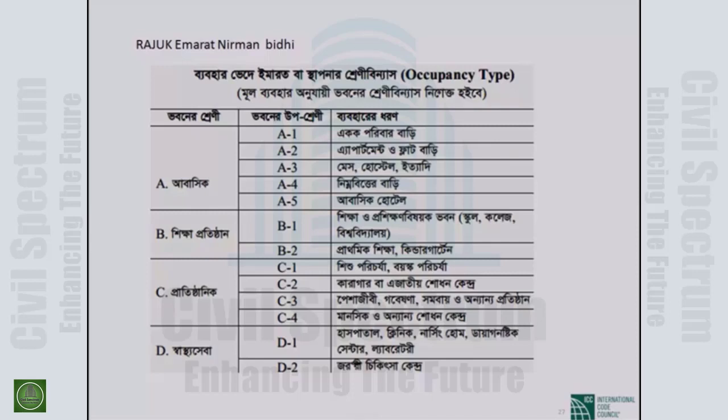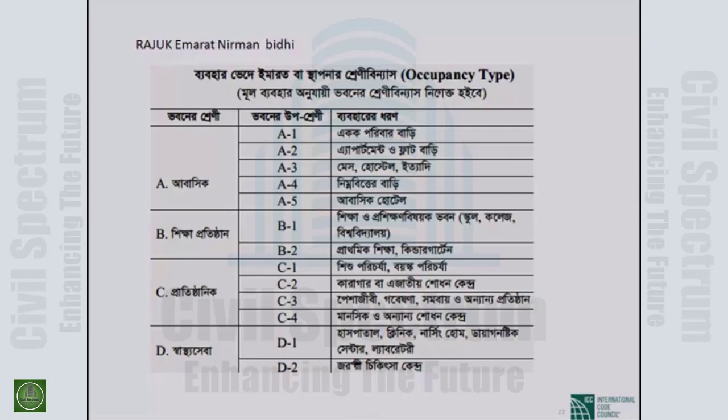So you may understand that in a hospital, we always know there is some emergency center. Without emergency, no hospital can work. So what is the difference between this hospital and the D2, the emergency medical facility? Is it the same or different? It's a very difficult question. Nothing is elaborated in this RAJUK Bidhimala, but in BNBC we have a little bit of an idea of the difference.